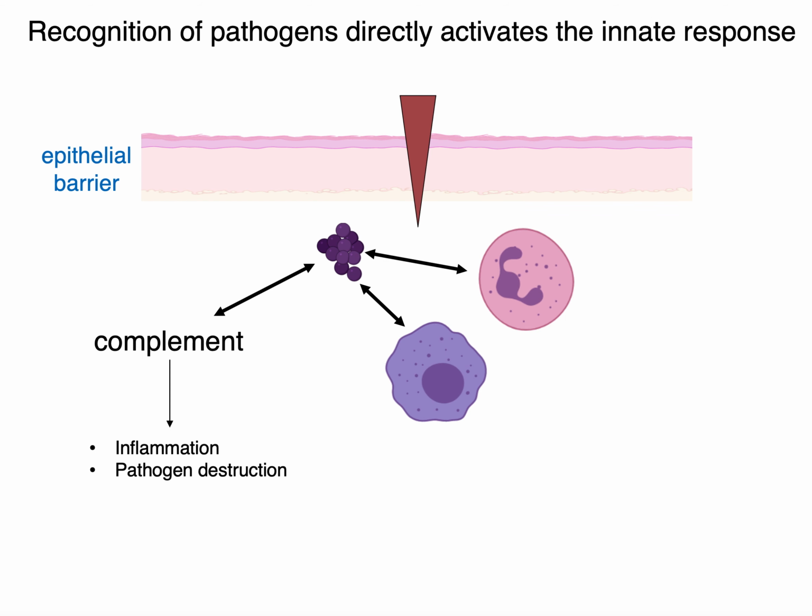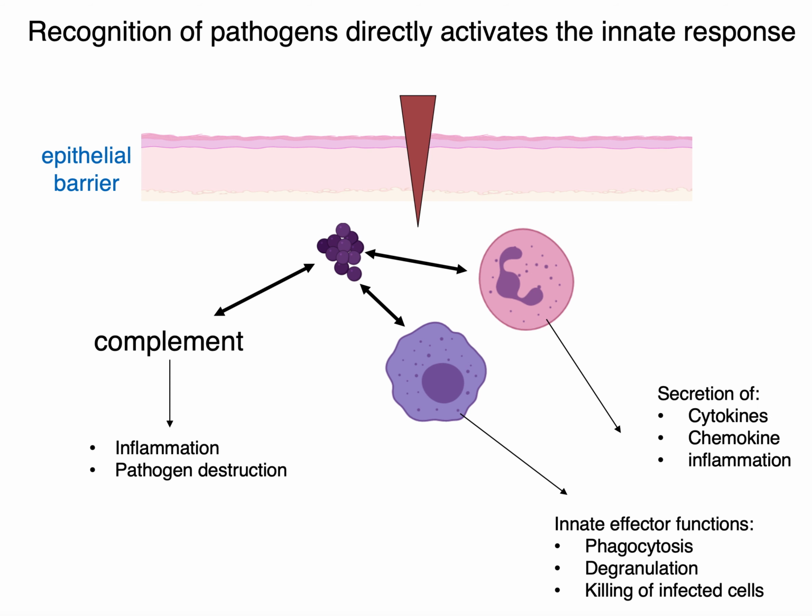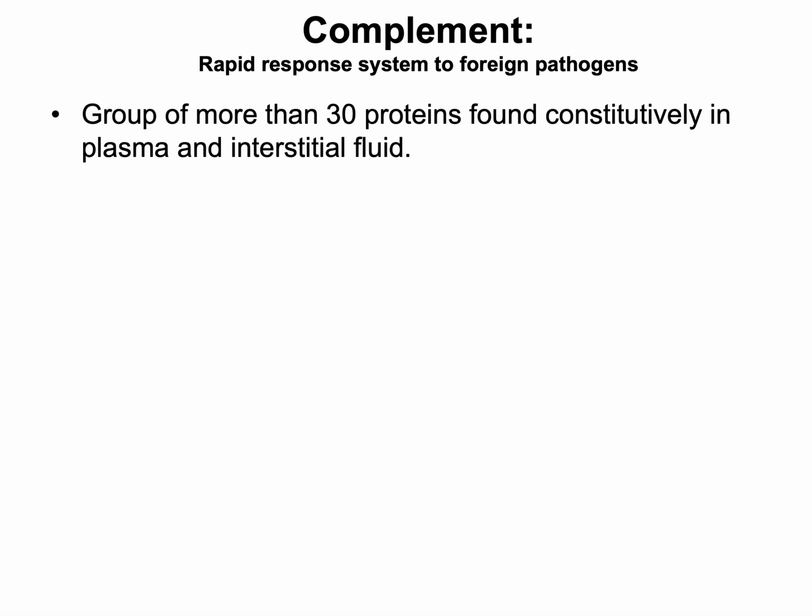On the other hand, innate immune cells such as macrophages and neutrophils can also recognize these bacteria directly, and they can be induced to make inflammatory cytokines and chemokines, and they can develop innate effector functions that allow them to destroy the bacteria, and this includes phagocytosis of the bacteria, degranulation, and killing of infected cells. So what is complement? Complement is a group of more than 30 proteins. They're found constitutively in plasma and interstitial fluid, and they're proteases but are inactive.